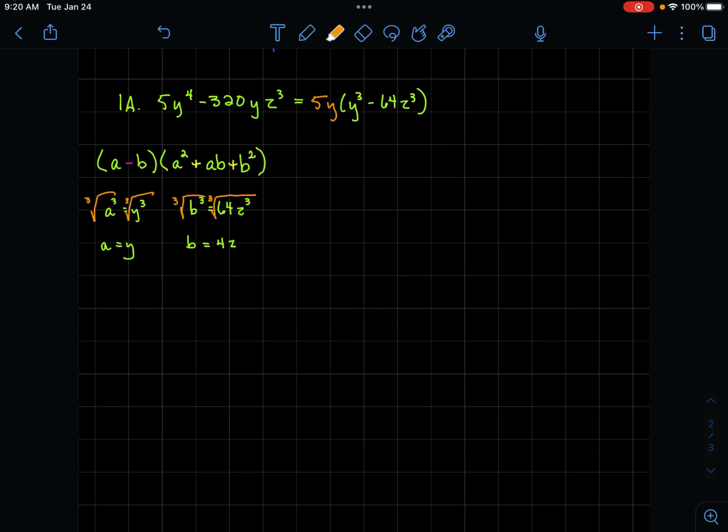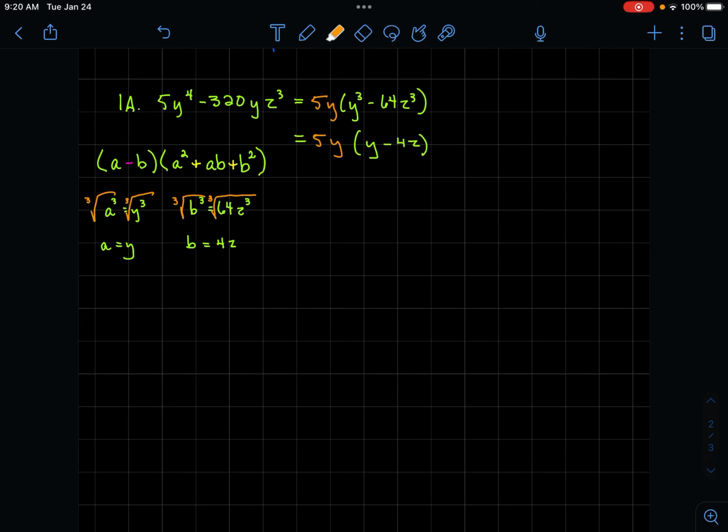Set b to the third equal to 64z to the third. Cube root both sides. The cube root of 64 is 4. The third power gets canceled out by the third root. So b would equal 4z. So everywhere that you see an a, you put a y. Everywhere you see a b, you put a 4z.